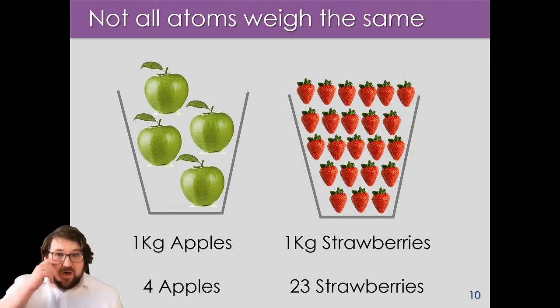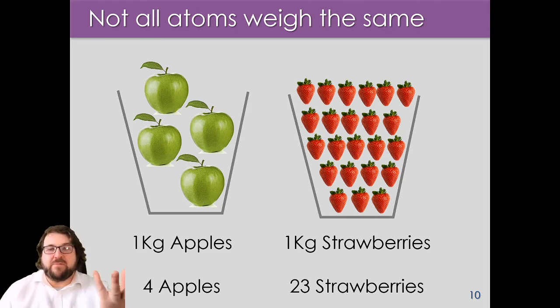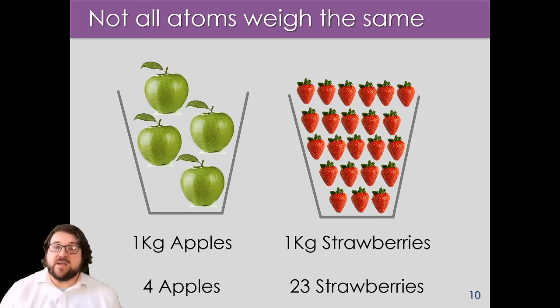Well, I did actually go do this because I'm a sad man. And what I found was that we had 4 apples in a kilogram, but 23 strawberries. So it can't be the case when I'm doing a reaction that I weigh out 1 gram of hydrogen and 1 gram of oxygen and then pull them together and suggest that I've got the right ratio of atoms. I'm not going to. Because oxygen atoms weigh a lot more than hydrogen atoms.